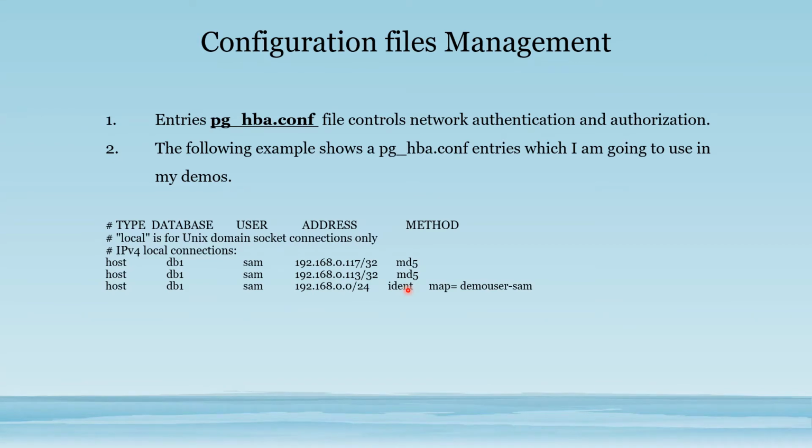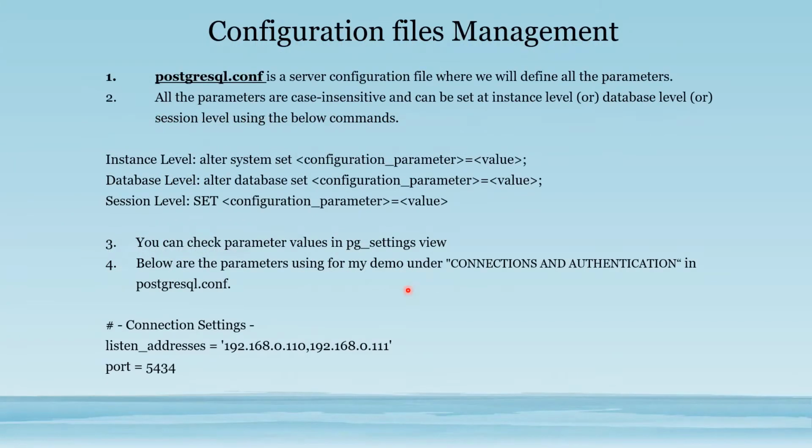Let me move to the next slide. Here I am going to discuss the postgresql.conf parameter file. It is a server configuration file where we define all the parameters. All the parameters are case insensitive and can be set at instance level, database level or session level using the below commands. You can check the parameters you set in the pg_settings view. Below are the parameters which I am going to use in my demo 1.